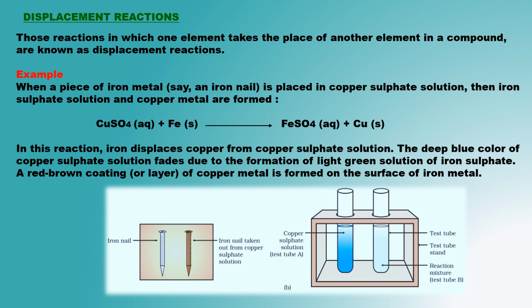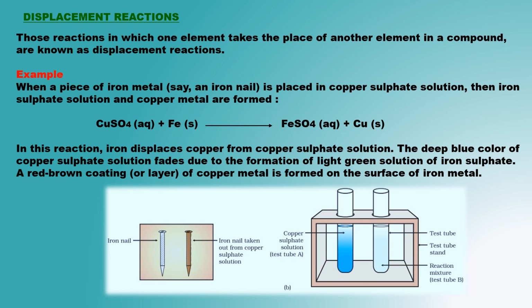The deep blue color of copper sulfate solution fades due to the formation of light green solution of iron sulfate. A red-brown coating, or layer, of copper metal is formed on the surface of iron metal. We can perform the displacement reaction between iron and copper sulfate solution as follows. Take about 10 ml of copper sulfate solution in a test tube. It is deep blue in color.